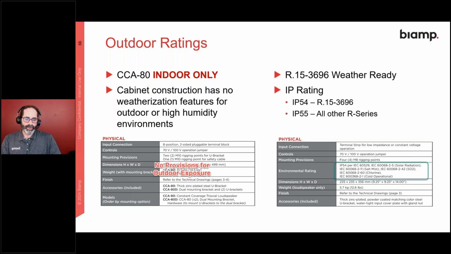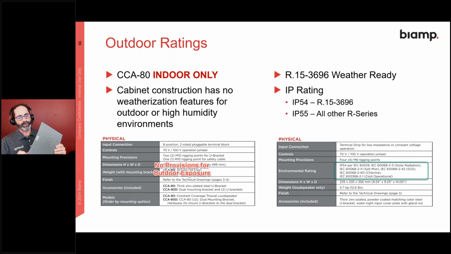And the R.15-3696 is in a category of weather readiness that we call ready, as opposed to really durable or higher level durability water exposure, weather exposure. So it's built with all the same materials it would normally have for an R series model, but in this case, as a cost controlling method, it's rated IP54, whereas all the other R series models are rated IP55. And the thing that makes that different is just in the construction of the grill.